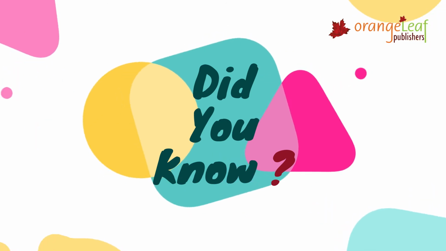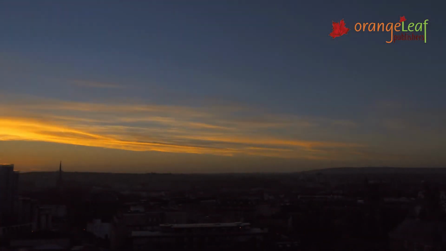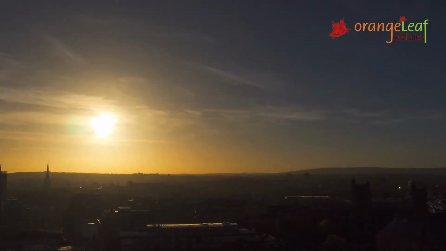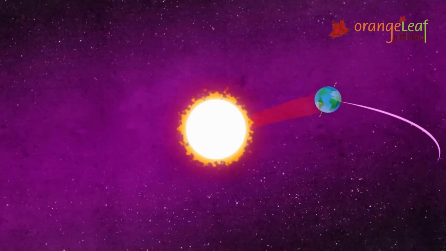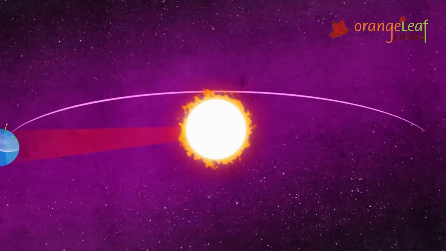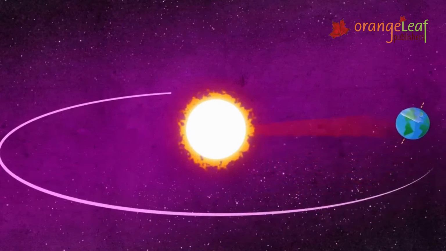Now did you know, it takes 24 hours from sunrise to sunrise because each day the earth moves further in its orbit around the sun, lengthening the day.